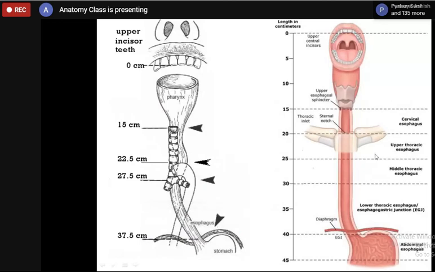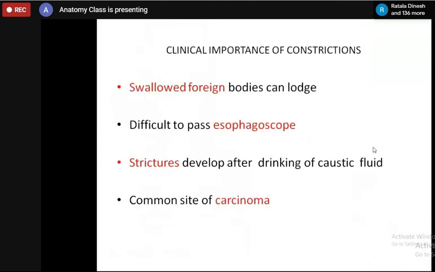So this is about the measurement and the sites of the normal constrictions of the esophagus. This is very important from a clinical point of view as well as a theoretical point of view. Why should we know about these constrictions? The clinical importance is that solid foreign bodies most commonly lodge within these sites of constriction. So we should know these four normal sites of constriction. These are also sites where there will be difficulty passing the esophagoscope during endoscopy.